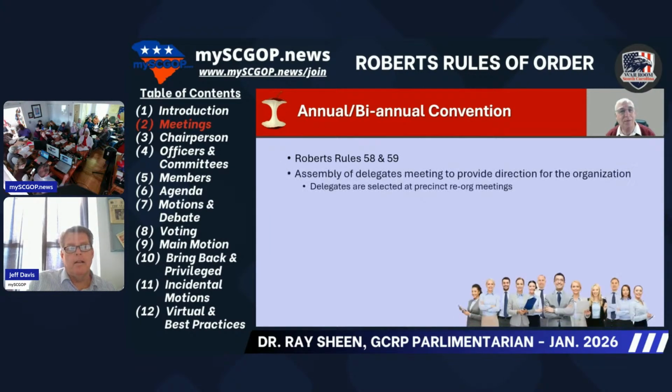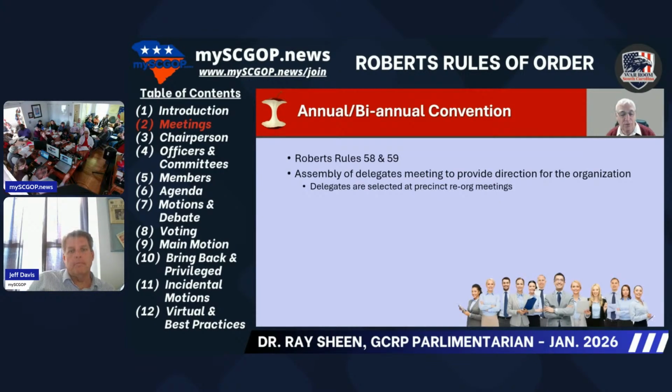Conventions are made up of delegates who've been selected to attend the convention. In our case, the delegates are selected by the precincts. The number of delegates from each precinct is based upon the number of votes in that precinct. The delegates are selected at precinct reorganization meetings, which occur biannually based upon our state GOP rules. The delegates from the precinct must be properly credentialed to participate in the convention.